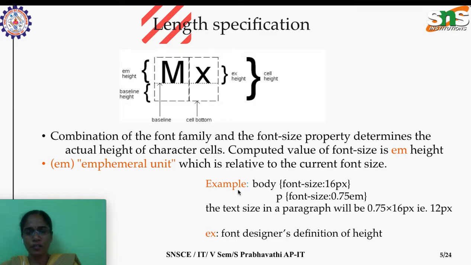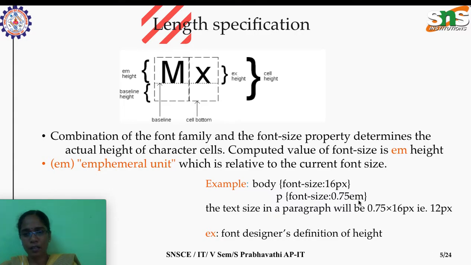What does it mean? Take an example. If we style the body font size to be 16 pixels, it means that within the body, whatever HTML elements are there, everything will take the font size as 16 pixels. And within the body, if I mention the paragraph font size as 0.75 em, what does it mean? The size of the paragraph will be 0.75 times that of the body. That's the meaning of EM.